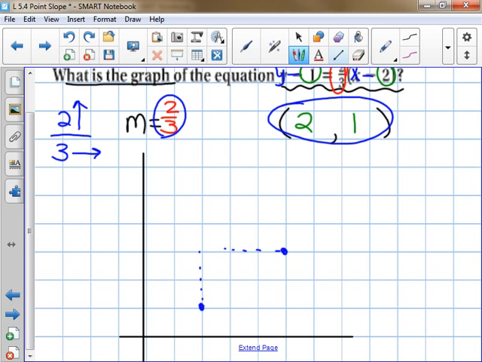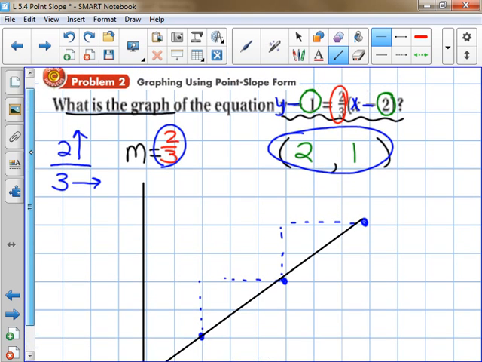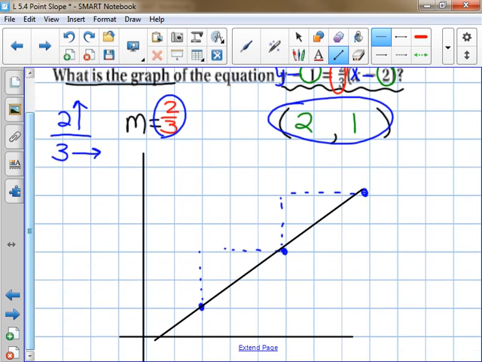There's another point. Now at this point I could make my line. It only takes 2 points to make a line, but 3 points makes a good line. So I'm going to do it one more time. 1, 2, up, 1, 2, 3, over. So to finish up the problem, I'm just going to connect the dots. And there's the graph of the equation y minus 1 equals 2/3 times the quantity x minus 2. And you should label it y minus 1 equals 2/3 times x minus 2.